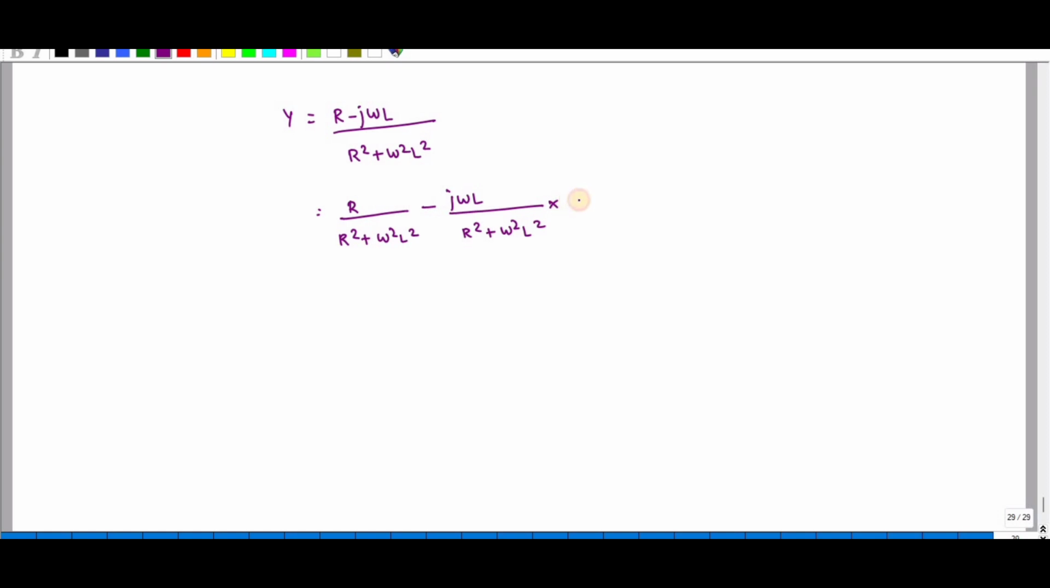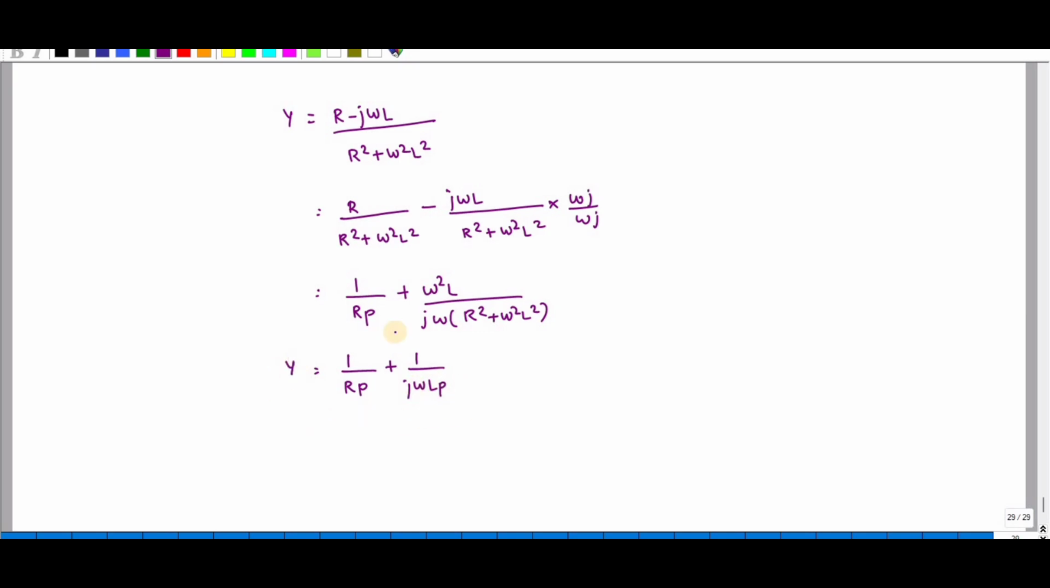Now I am going to multiply both terms by omega and omega. So this I can write as 1 divided by Rp. If I multiply both terms by J, J omega and J omega, I will get plus omega square L divided by J omega R square plus omega square L square. This I can write as 1 divided by Rp plus 1 divided by J omega Lp.